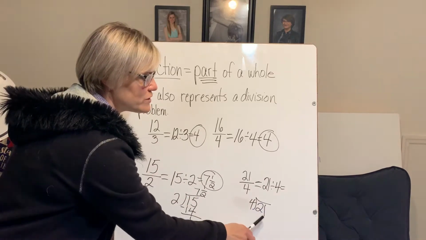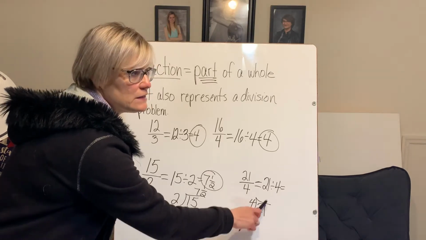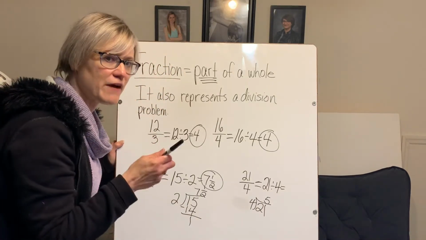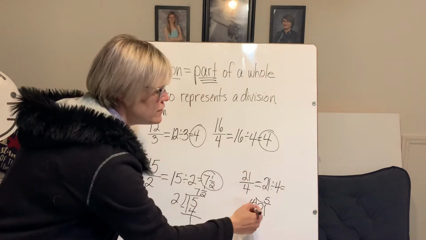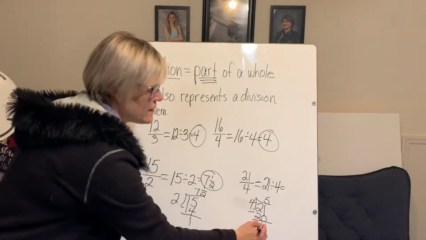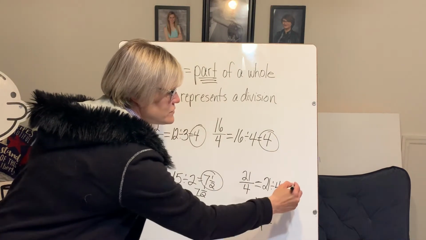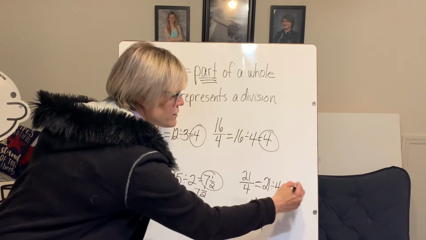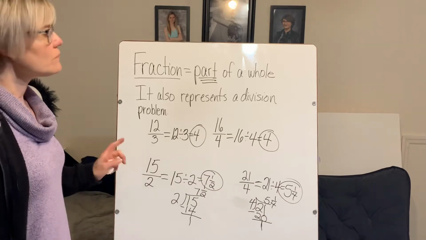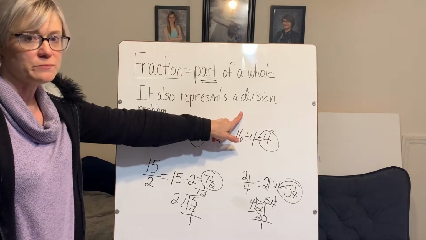Well, 4 times 4 is 16. I think I can do better than that. 5 times 4 is 20. 6 times 4 is 24. So I've got to stick with my 5. So see how I use my basic facts to figure it out? All right, 5 times 4 is 20. 21 minus 20 is 1. There's my numerator. Here's my denominator. So this would be 5 1/4. Okay? So hopefully that refreshes your memory of how to use fractions to represent a division problem.